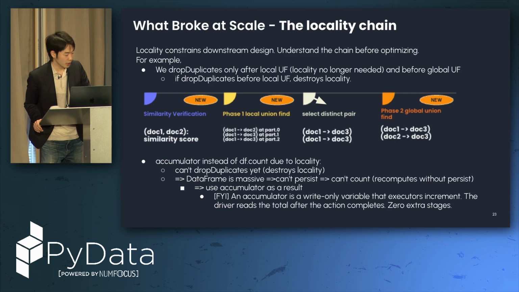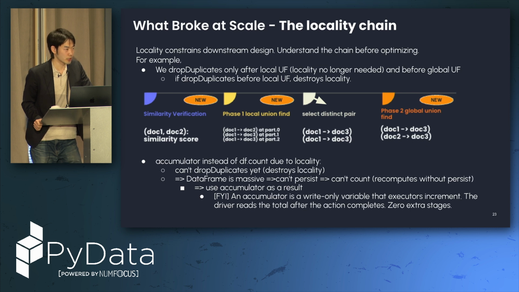Okay, the second topic is about the locality chain. In this locality sensitive system, locality constrains the downstream design. So understanding the chain is very important before optimization. For example, df.dropDuplicates, if you remember from the architecture slide. Usually the best practice for a Spark developer is to run df.dropDuplicates as early as possible, so that downstream layers don't have to suffer from a duplicated number of records.